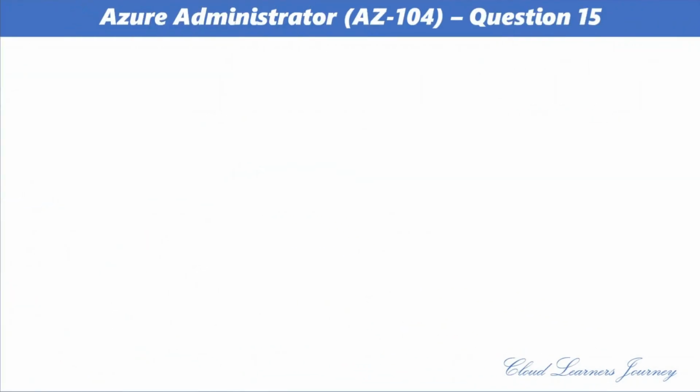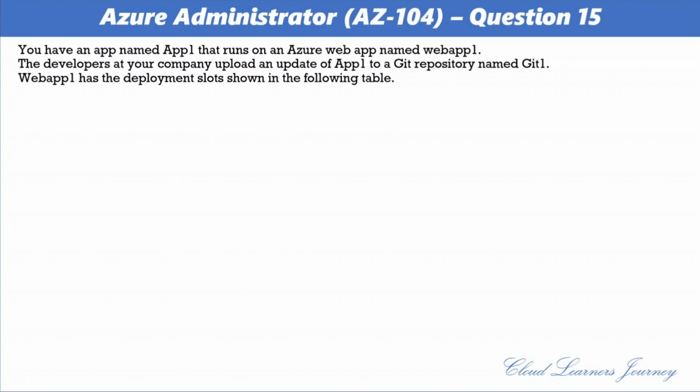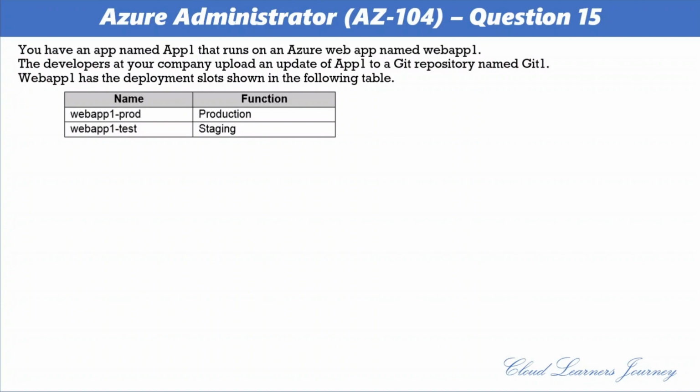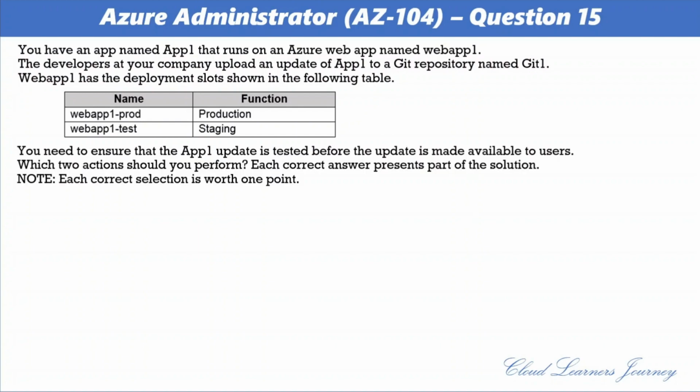Next, question number 15. You have an app named App1 that runs on an Azure web app named Web App 1. The developers at your company upload an update of App1 to a Git repository named Git1. Web App 1 has the deployment slots shown in the following table. Columns: name, function. Web App 1-prod is in production function. Web App 1-test is in staging function. We need to ensure that the App1 update is tested before the update is made available to users. Which two actions should you perform?